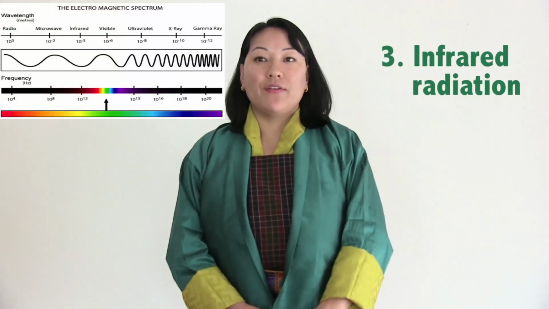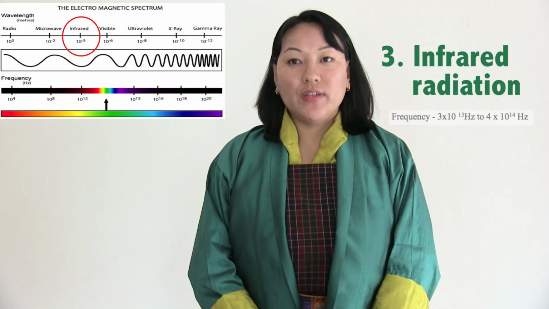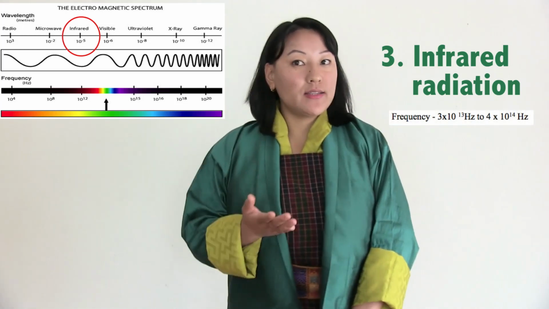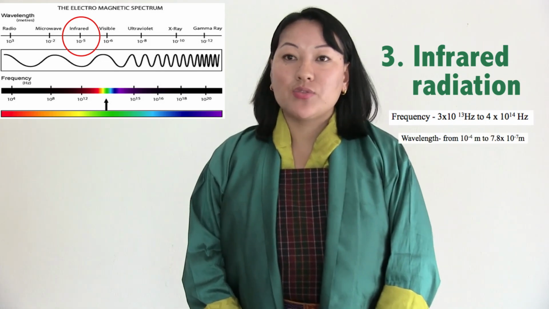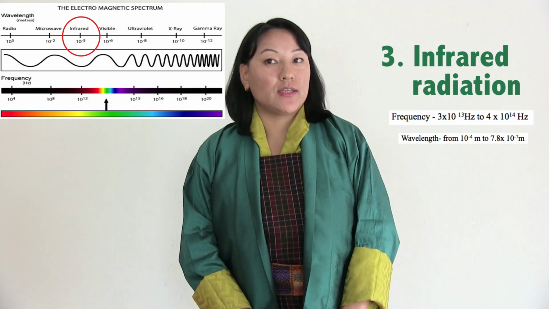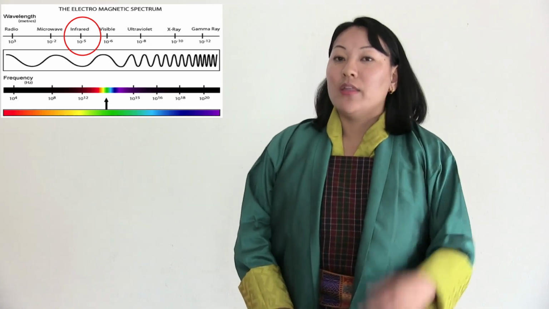The next wave we have is the infrared radiation, with the frequency 3 into 10 raised to 13 Hz to 4 into 10 raised to 14 Hz, and the wavelength 10 raised to negative 4 meter to 7.8 into 10 raised to negative 7 meter. This infrared radiation is used in television remote. In order to change the channel, increase or decrease the volume, and power off and power on the television, we use remote control. And between this television and remote control, the infrared radiation plays a very important role.